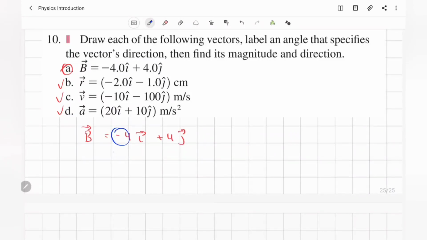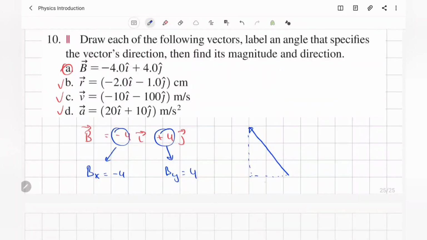So this is basically the x component, bx equal to negative 4. This is the y component, positive 4. You can quickly draw. The x component is directed to the left or to the west. The y component is directed to the north or upward because it is a positive number. So approximately this is how you should draw, because the x component is negative and the y component is positive.